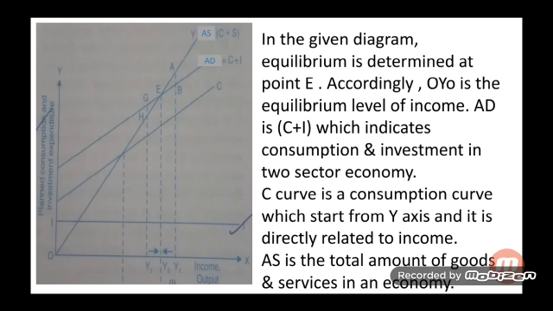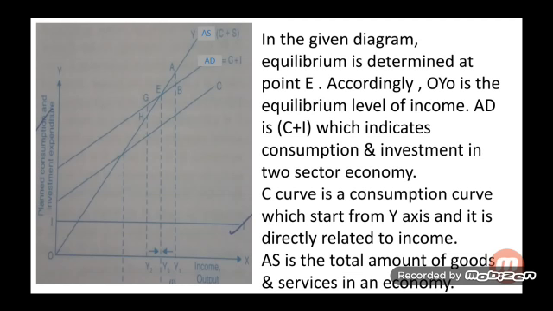AD is C plus I, which indicates the consumption and investment in a two-sector economy. And C curve is a consumption curve, which starts from y-axis because it is directly related to income. And even when income is zero, consumption is there. AS is a total amount of goods and services in an economy. I hope this is clear.